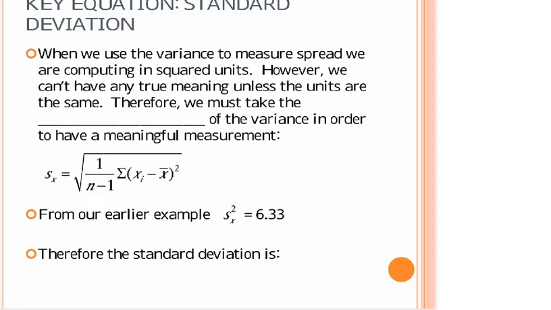All right, so key equation, standard deviation. When we use the variance to measure spread, we are computing in squared units. However, we cannot have any true meaning unless the units are the same. Therefore, we must take the square root of the variance in order to have a meaningful measurement. Once we take the square root of the variance, we have turned it back into regular centimeters instead of centimeters squared. In our example, we had that the variance was 6.33.